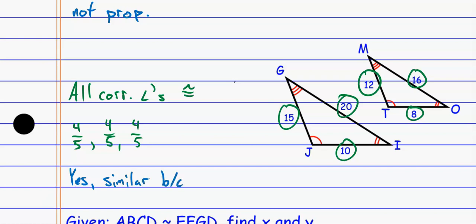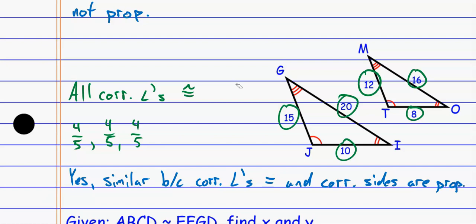And they're similar because corresponding angles are congruent, and the corresponding sides are proportional. Okay, that's it.